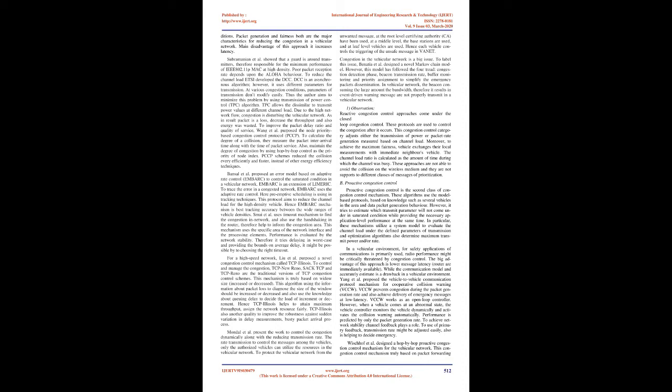Reactive congestion control works directly on the channel load to overcome congestion in the vehicular network. This approach takes action after the congestion has occurred, and it helps bring the congested situation back to normal conditions. Packet generation and fairness are both major characteristics for reducing congestion in a vehicular network. The main disadvantage of this approach is that it increases latency. Subramani et al. showed that a guard around transmitters is responsible for the minimum performance of the IEEE 802.11p MAC at high density. Poor packet reception rate depends upon the ALOHA behavior.